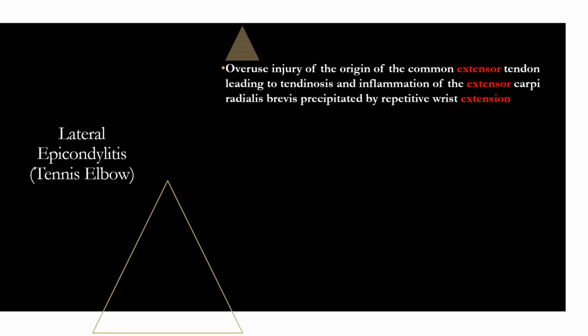So lateral epicondylitis, this is also known as tennis elbow. This is because it's a frequent complaint of tennis players. Actually, up to 50% of players are going to have tennis elbow, and it's mainly due to poor technique. But this is an overuse injury of the origin of the common extensor tendon, leading to tendinosis and inflammation of the extensor carpi radialis brevis, precipitated by repetitive wrist extension. And the reason why you have pain in the lateral epicondyle is because the lateral epicondyle of the elbow is the bony origin for the wrist extensor.